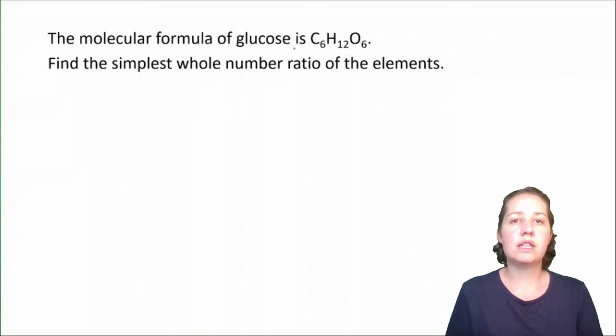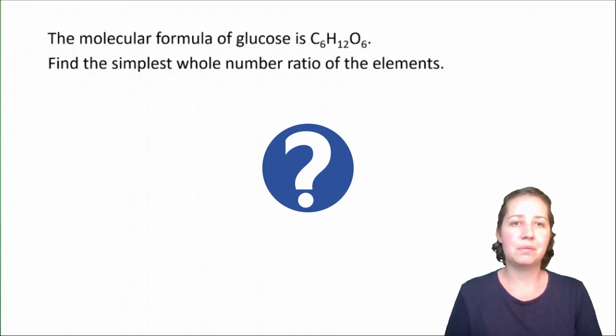Right, an example for you to try then, I'm giving you the molecular formula of glucose, C6H12O6. This is simply giving you the ratio of the number of atoms of each element. I would like you to find the simplest whole number ratio of the elements. Pause now.